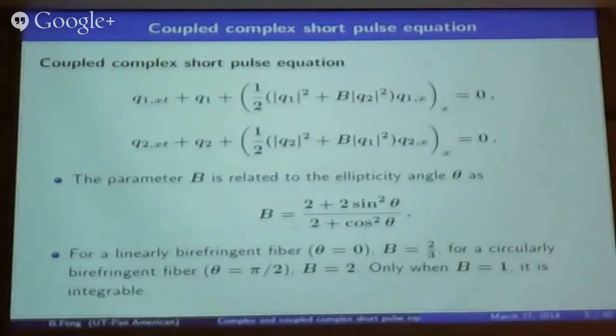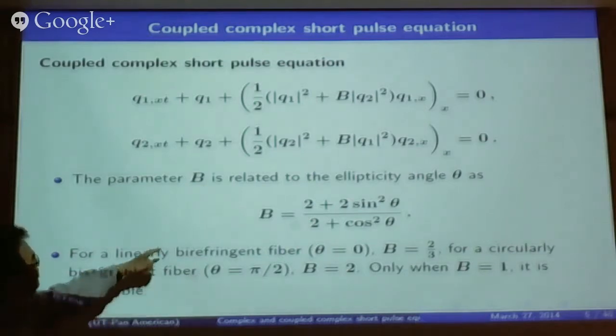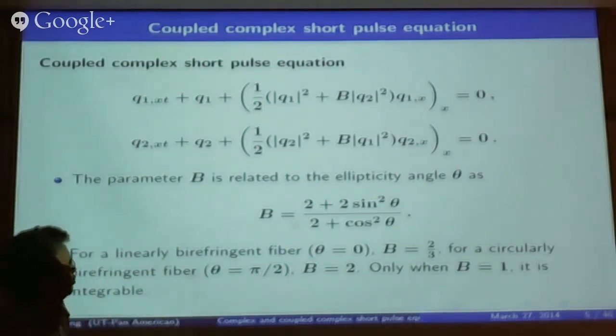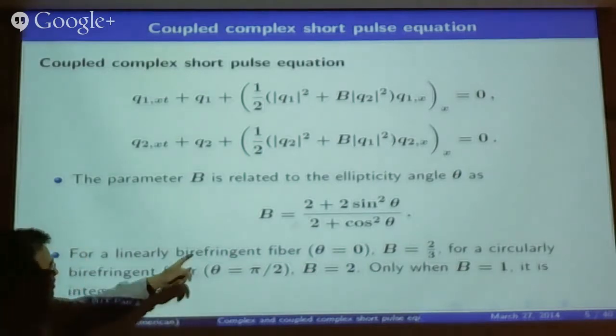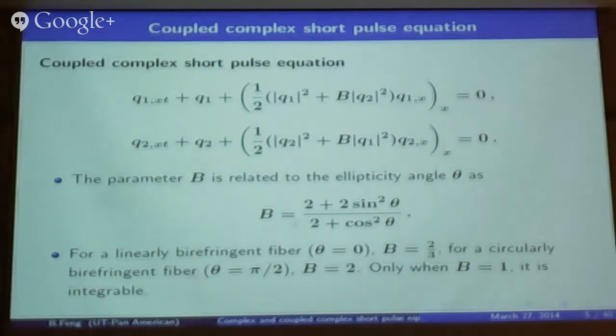So in other words, we have to consider the coupled case. And for the nonlinear Schrodinger equation, we do have the famous coupled nonlinear Schrodinger equations. In this coupled short pulse equation, we also give a model of this. Q1 and Q2 you can consider as the two components of the electric field. And in this equation, we have a quantity B. It's related to the angle theta I just mentioned. If theta is zero, that means it's linear polarization. And if theta is 90 degrees, pi over 2, then this quantity B is 2, that's circular polarization.